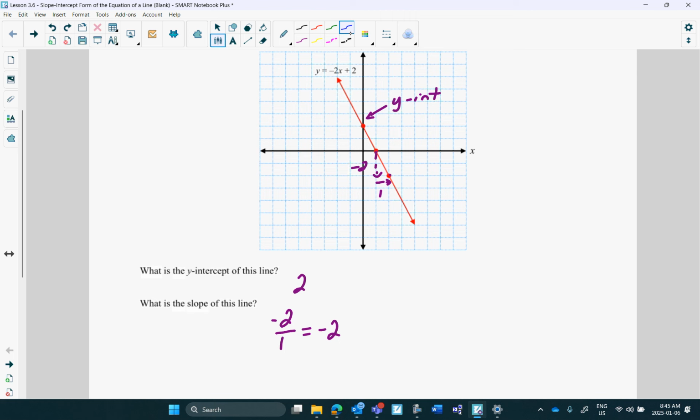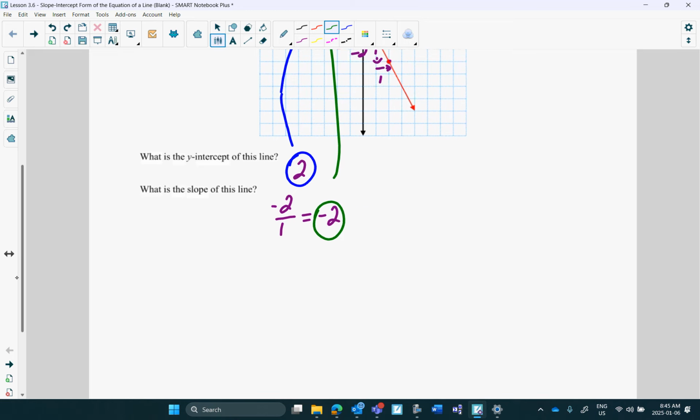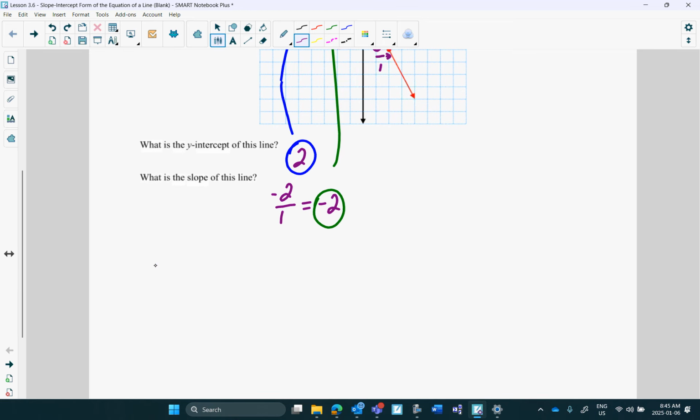Notice anything? The y-intercept is the last number in the equation. The slope is the number that's in front of x. That's always the case when the equation looks like this. Okay? So whenever you have an equation that takes this form, y equals mx plus b, that's called the slope-intercept form.